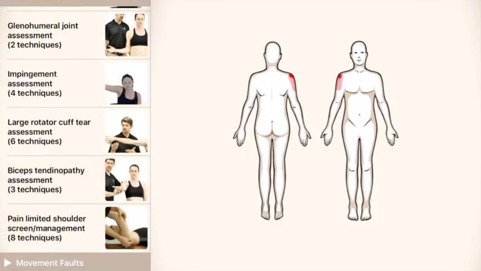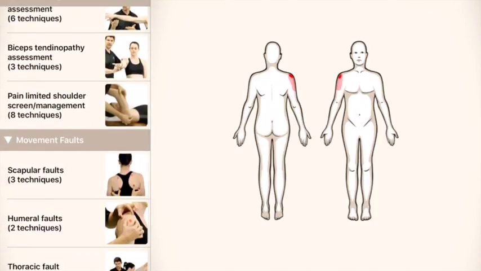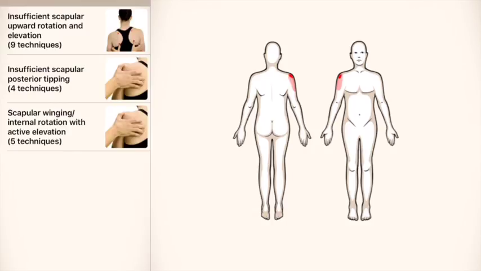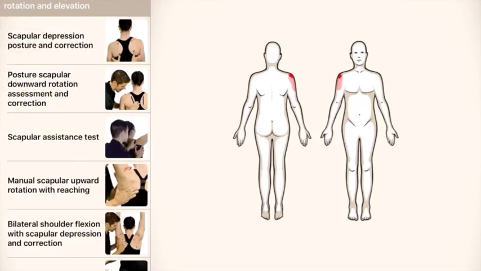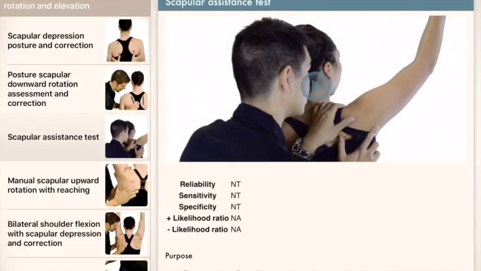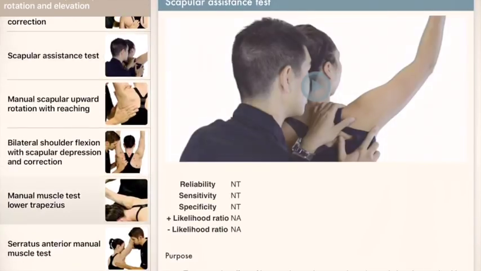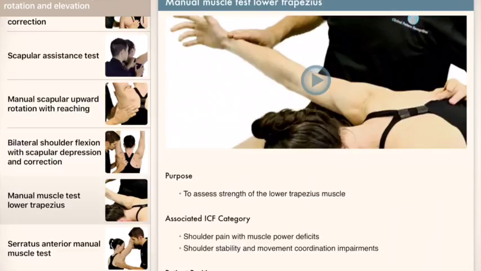When it comes to the movement faults, this is a very critical part of a movement specialist doing their examination. We've organized it into three main categories. So there's three main scapular faults: insufficient scapular upward rotation and elevation, insufficient scapular posterior tipping, and scapular winging or internal rotation with active elevation. And so as you observe in those categories, you can look at a posture exam, some type of correction with a special test, and then also some muscle testing that might be relevant for this scapular movement fault.